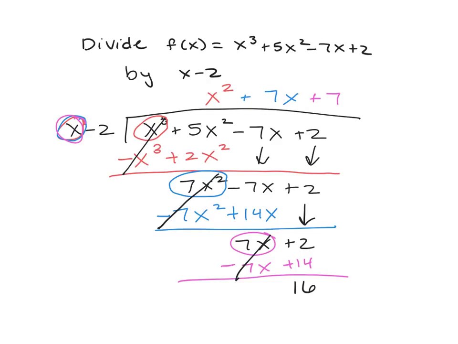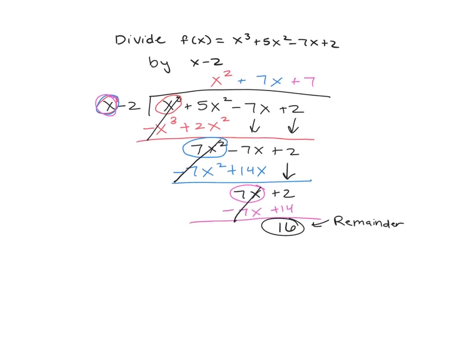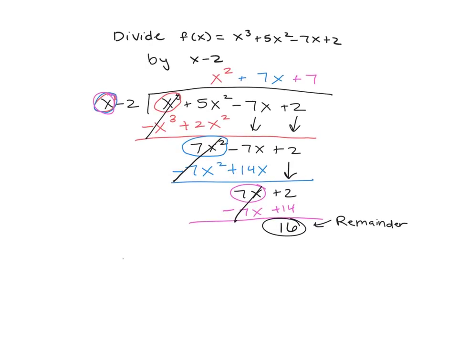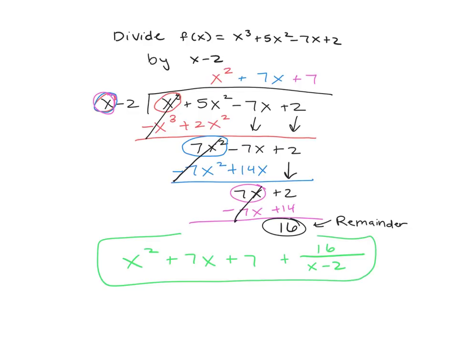Now there's nothing for me to multiply x by to get 16. And I'm out of spots, so I know that that 16 is my remainder. And I'm going to go ahead and write my answer as x squared plus 7x plus 7 plus my remainder of 16 out of x minus 2. And that's my answer.